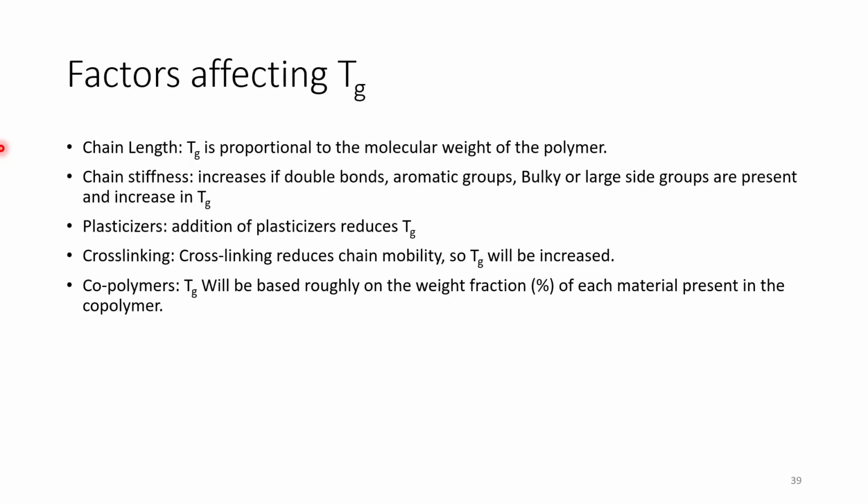Chain stiffness will increase if you have double bonds, aromatic groups, or bulky or large side groups, and it will also increase the glass transition temperature of the polymer. Next up, plasticizers. Addition of plasticizers reduces Tg, and cross-linking reduces chain mobility, so Tg will be increased. Copolymers: Tg will be based roughly on the weight fraction of each material present in the copolymer.